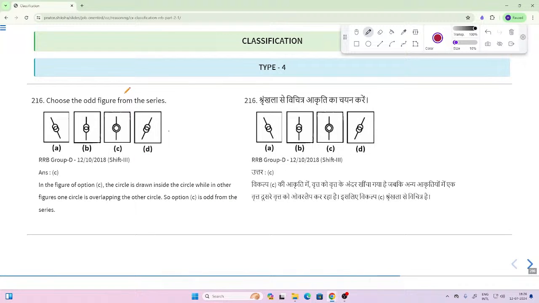216. Choose the odd one out in options A, B, C, D. As you can see, in A, B, D all of them are overlapping, while C is just a concentric circle inside the other. There's no overlap exactly. So if the circle is drawn inside the other circle while the others have overlapping, option C is the odd one out.